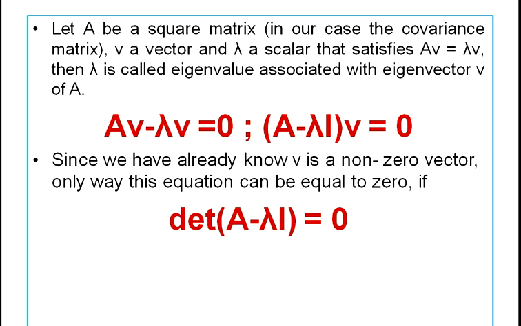Let A be a square matrix, in our case the covariance matrix. Let V be a vector and lambda a scalar that satisfy A V equals lambda V. Then this lambda is called the eigenvalue associated with the eigenvector V of A. So this is the formula: A V minus lambda V is equal to 0, so A minus lambda I, where I stands for the identity matrix, times V is equal to 0. Since we already know that V is a non-zero vector, the only way this equation can be equal to 0 is if the determinant of A minus lambda I is equal to 0. So this process will be continued.